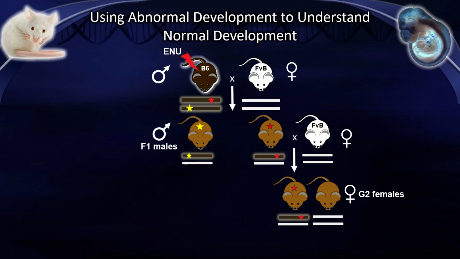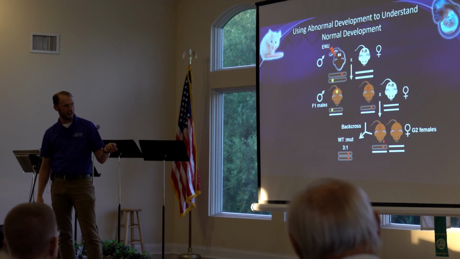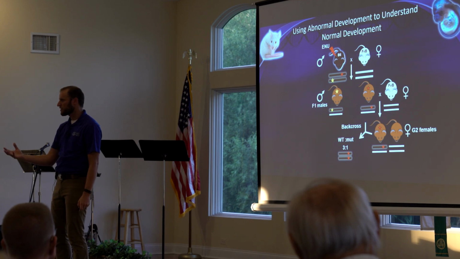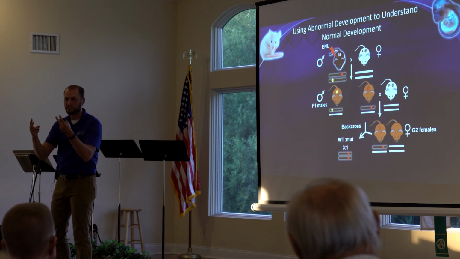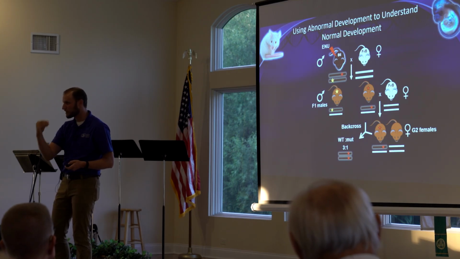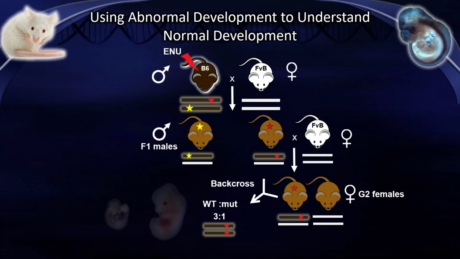Okay, so then we take these offspring and we cross them back to their dad. You're allowed to do that in mice. So when you cross them back to their dad, half of those crosses will be a mutant versus a mutant, and you will get a ratio of embryos that are carrying double mutations, and that spells bad news for that embryo. And that's what we're looking for. We're looking for those double mutations. So we would look at the embryonic stages of development to identify birth defects.